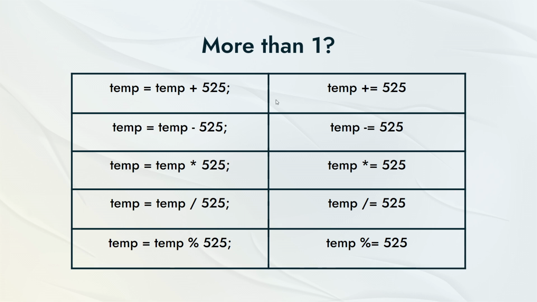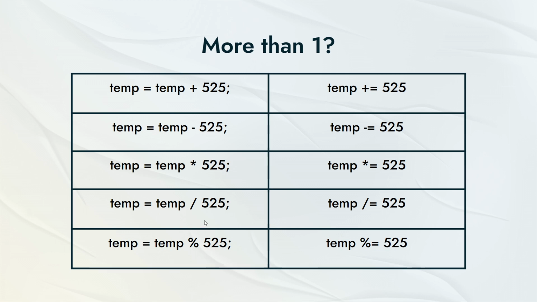So what if you want to increment or decrement by more than 1? It is possible to do that. I just picked a random number, 525. So you can do temp equals temp plus 525, or temp equals temp minus 525. However, keep in mind that it is not limited to addition and subtraction. You can do it for multiplication, division, and modulus as well.